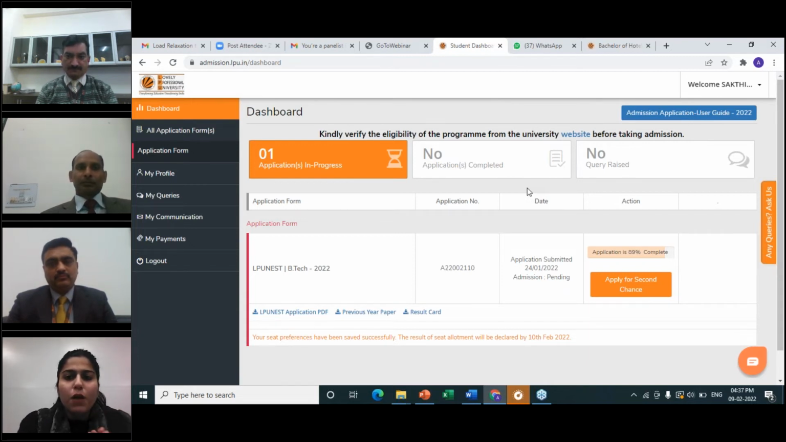So once you have appeared for your LPU Nest and you have received your result, on the right side of the screen, you will get an option of preference filling. Just click on that option and select the subjects. When a new window opens, select the subjects which you have studied in 12th or intermediate, and then select the program which you are interested in.